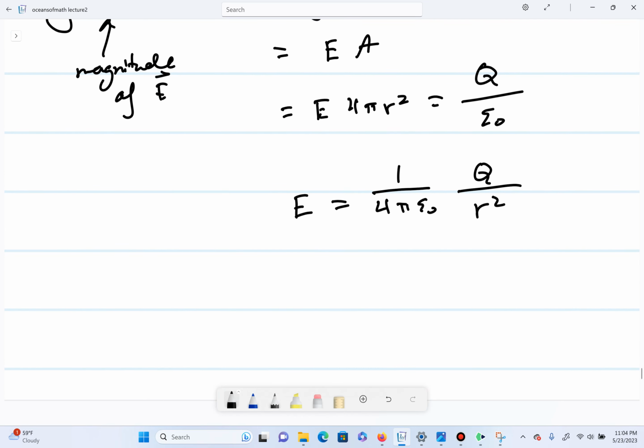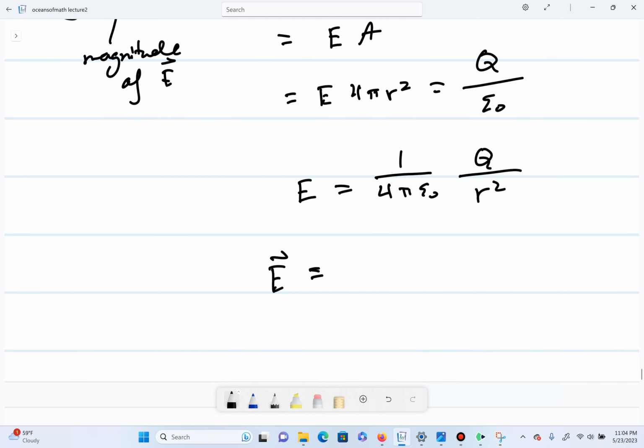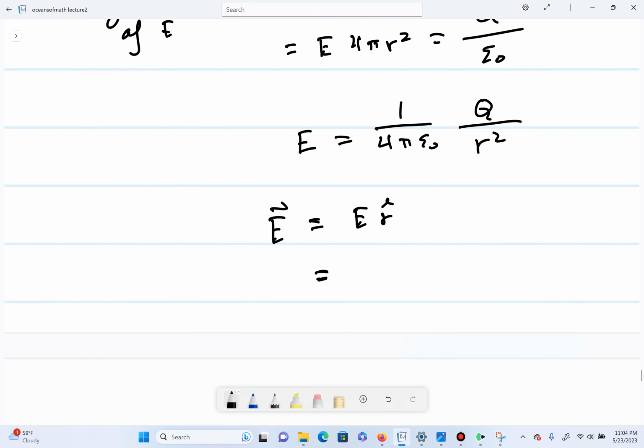Okay? And notice this is the magnitude of E, and so I'm going to get that the actual vector E, again exploiting what I know about the radial symmetry, is just going to be E R hat. So again, I know its magnitude, that's what I've solved for, and its direction is always going to be radially symmetric, so it's just pointed in the R hat direction. 1 over 4 pi epsilon naught Q, where Q is the charge of the sphere, over R squared times R hat.